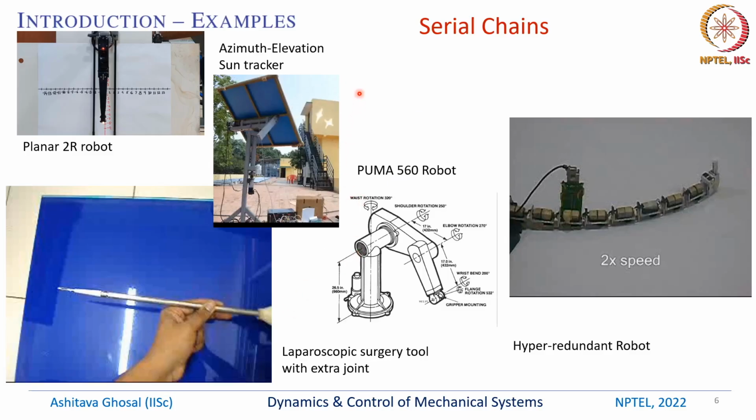So here are some examples. Let me show you a few videos of examples. Okay, so these are all serial chains. So this example is that of a planar 2R robot. Okay, so what you can see is there are 2 links. They are connected by one joint, this is the fixed part. Then there is one more joint here. And then this is one free end, which can go up and down in this example. This is a well-known planar 2 degree of freedom robot. It is also called a 2R robot.